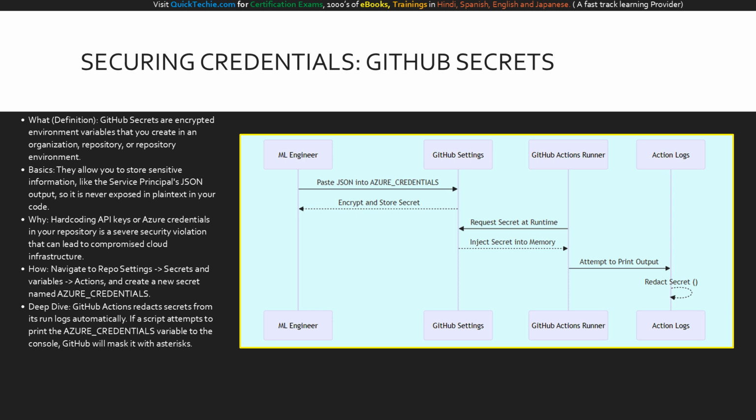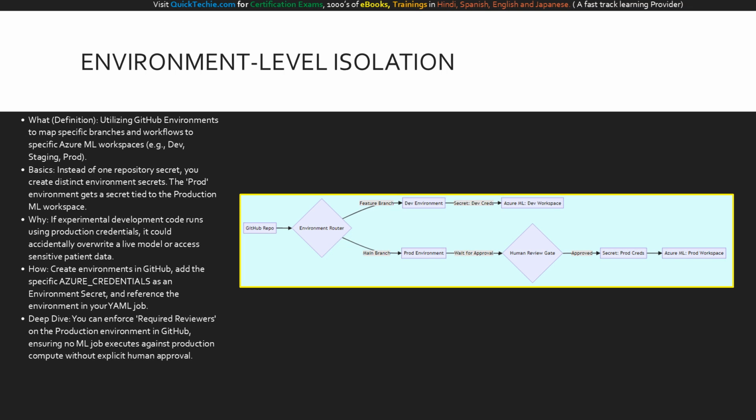Let's walk through the lifecycle of a secret in this sequence diagram. The ML engineer pastes the JSON credentials into the GitHub settings UI. GitHub instantly encrypts and stores it. When a workflow is triggered, the GitHub Actions runner securely requests the secret and injects it directly into memory. Crucially, look at the final step. If the runner attempts to output the credential to the action logs, the system intercepts and redacts it, keeping your data entirely safe.